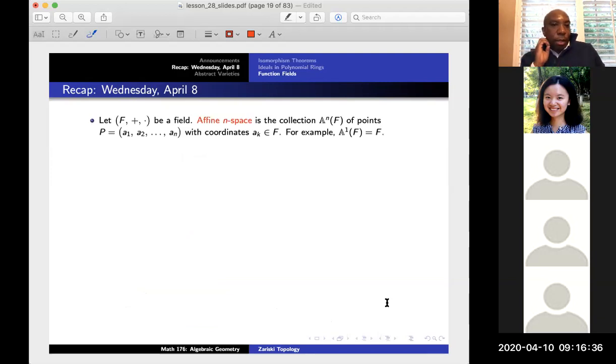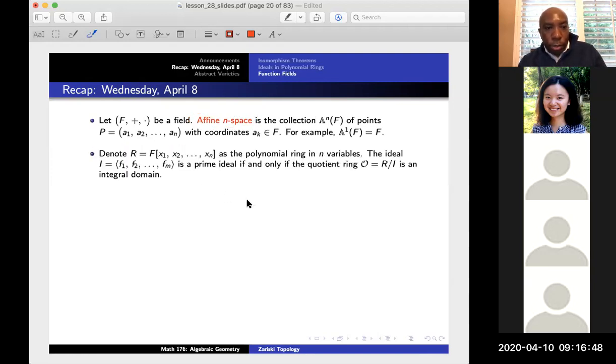Now quickly, I just want to remind you what we then said at the end of the last lesson. So remember, we can define affine n space as just the set of these tuples. And so if we have our polynomial ring in n variables, then our ideal is prime if and only if the quotient here is an integral domain. So again, we look at our ideal I generated by these polynomials. It'll be a prime ideal if and only if the quotient ring is an integral domain. This again goes back to how we're going to focus on integral domains.